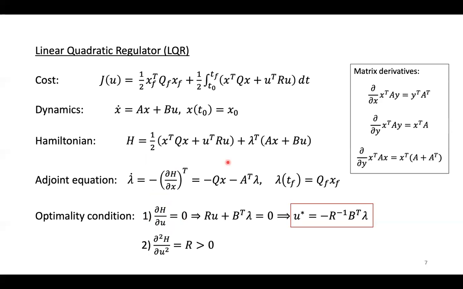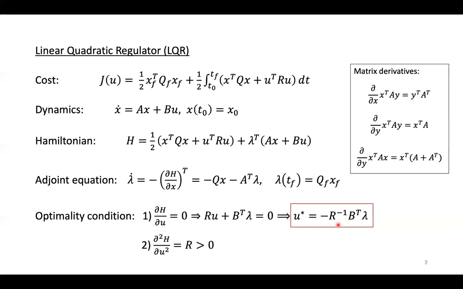So this is the Hamiltonian, and now instead of taking derivative with regards to x, I'm taking derivative with regards to u. And if I do that, I get Ru plus B transpose lambda is equal to 0, which means if I send this B transpose lambda to the other side and essentially multiply with R inverse on both sides, I get my candidate controller to be minus R inverse B transpose lambda.